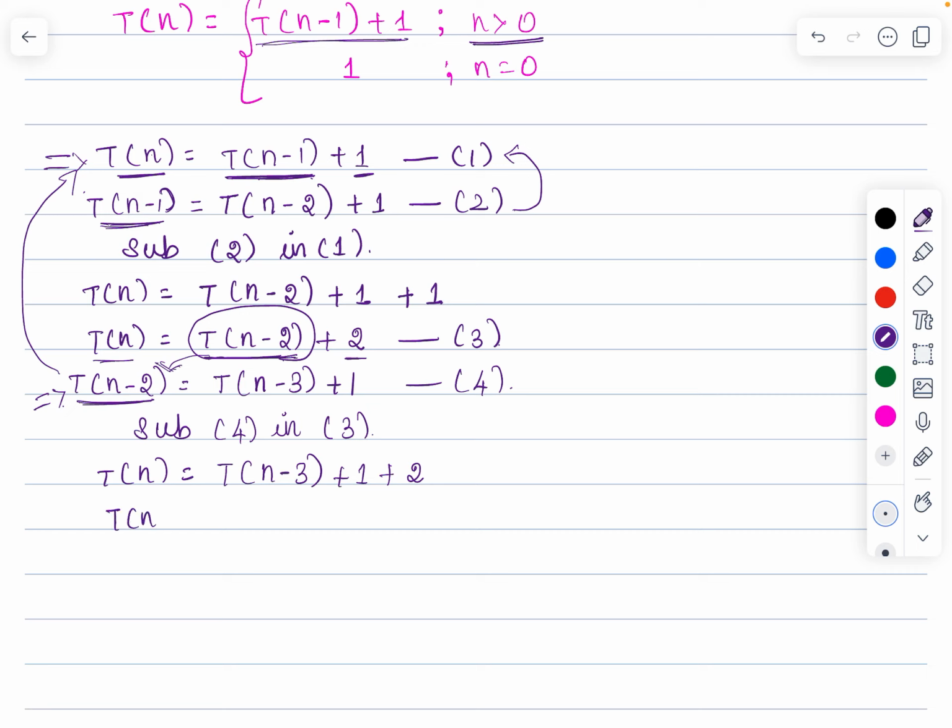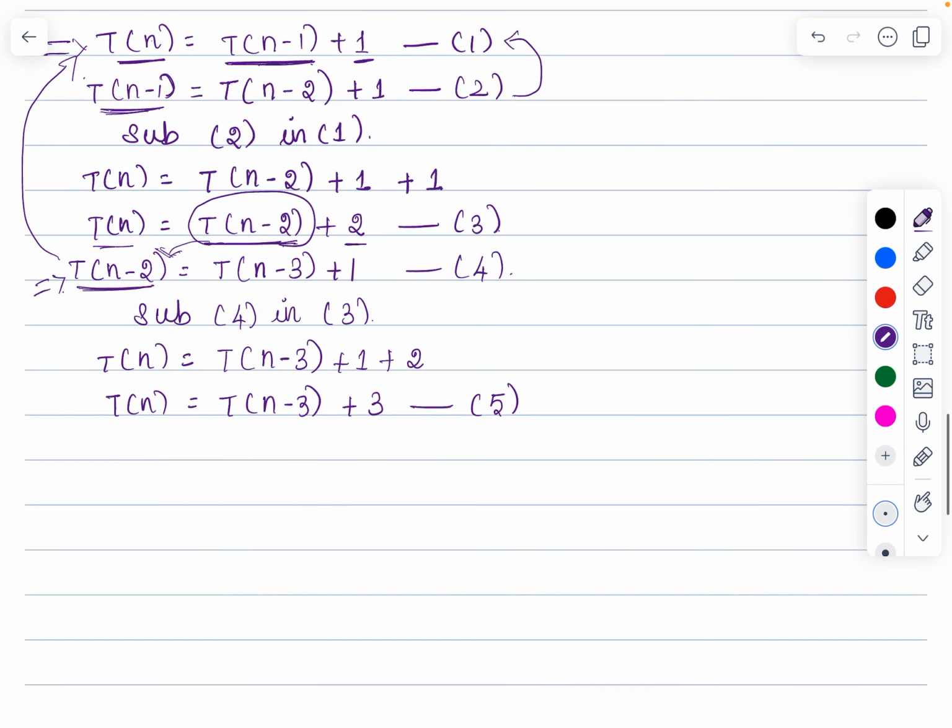So now the resultant equation is T of n minus 3 plus 3. This is equation 5. Again to solve this, because it is a recursive call, it keeps on going, we keep on calling the function until we reach the base case. Again we need to know what T of n minus 3 is. T of n minus 3 equals, again substitute this n minus 3 in this equation in the place of n. T of n minus 3 is T of n minus 4 plus 1, equation 6.